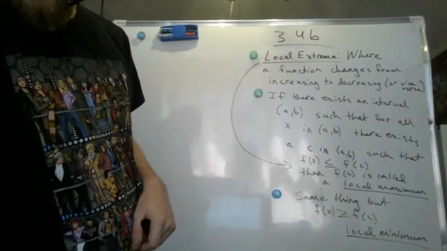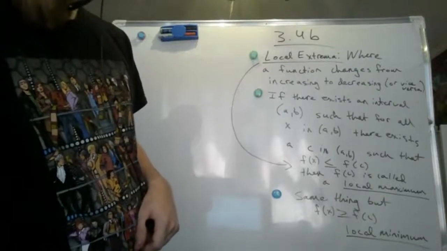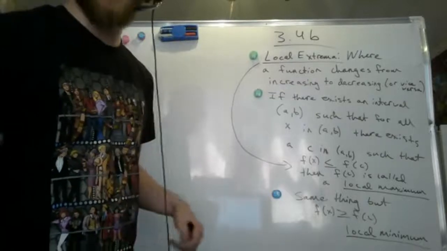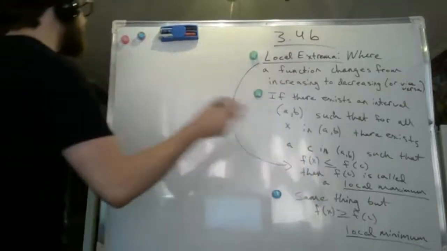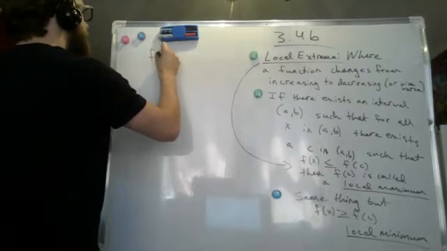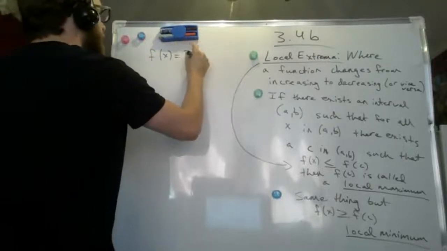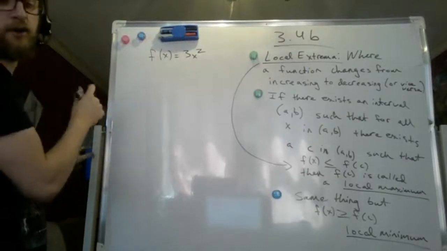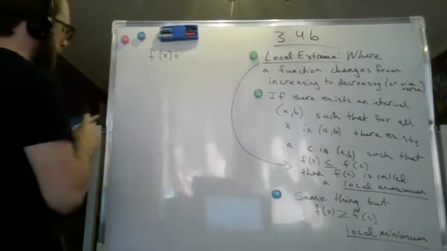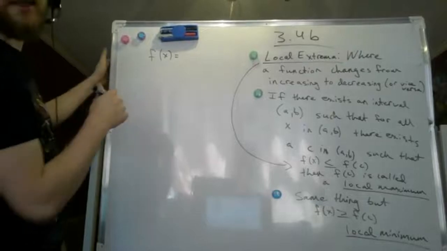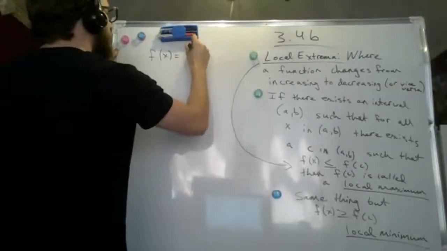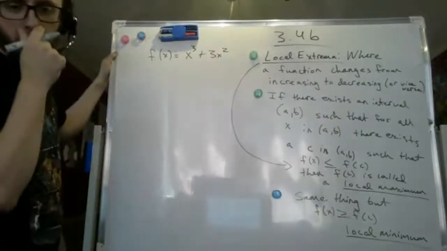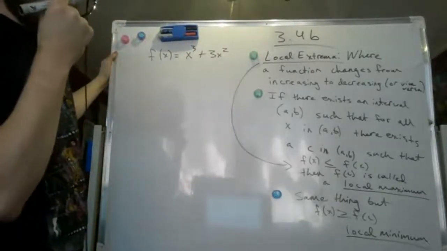Right, so what do we have here? All right, just a simple first example to explain this. So consider the function x cubed plus 3x squared. Not 3x squared alone, sorry. Yeah, that's what we want.